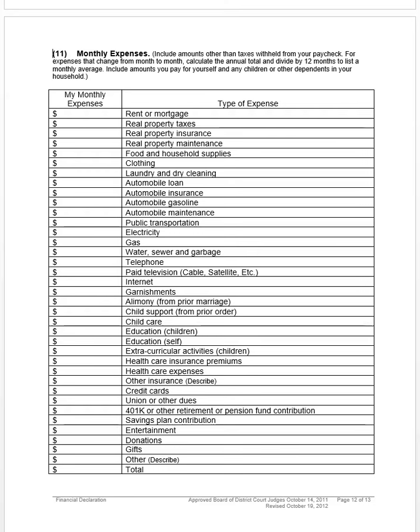All right, monthly expenses. Again, look at the short description of the instructions right there. Include the amounts other than taxes withheld from your paycheck. So you'll notice there's no expense where you can talk about what's withheld for tax purposes. Do not add that in because that's already been taken account of up above. For expenses that change from month to month, calculate the annual total and divide by 12. So if you have gasoline expenses that can go up and down depending upon how much you're traveling from month to month, take as many months as you can find for the last 12 up to the last 12 months and average those out.